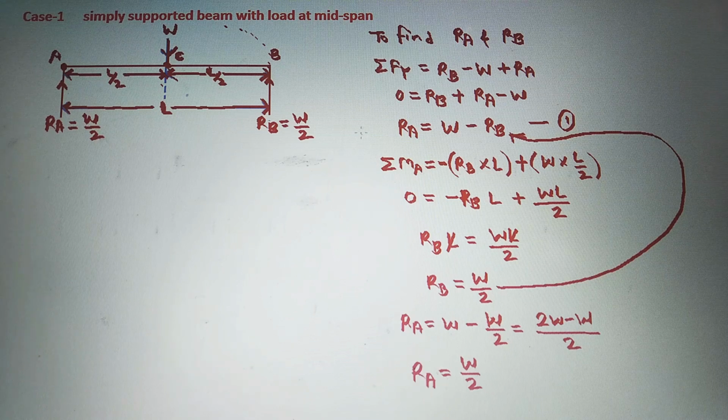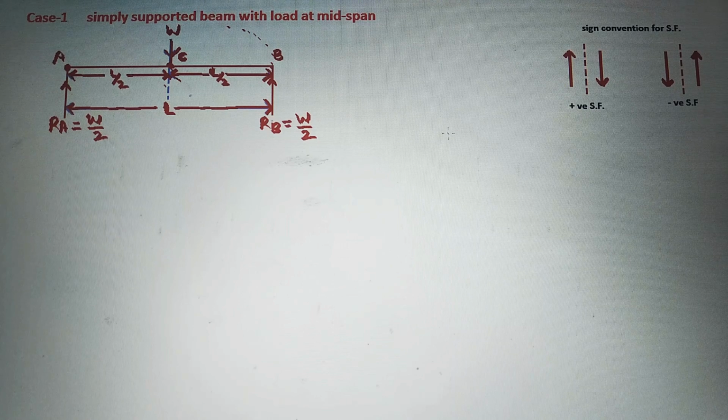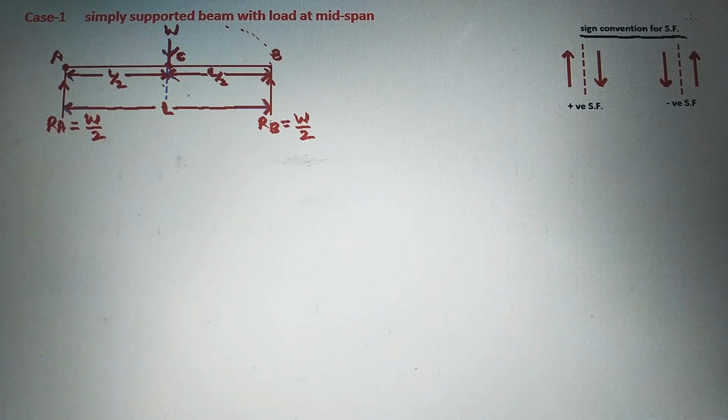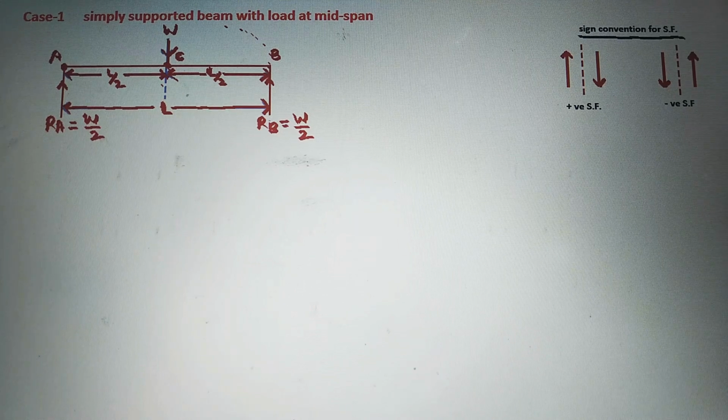After finding RA and RB, the next step we have to do is the shear force calculations to draw the shear force diagram. Now see here, these are the sign conventions for shear force. So now we will write here shear force calculations, that is SF calculations.